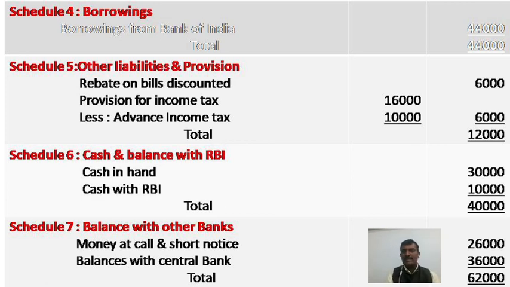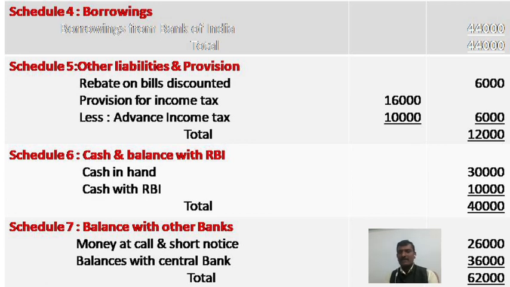Provision for income tax is given as rupees 16,000, while advance income tax is rupees 10,000. If advance income tax is more than provision for income tax, then these two items are to be taken to the asset side, that is other assets. But here provision for income tax is more than advance income tax, so it is adjusted in other liabilities and provisions. So the difference, rupees 6,000, is taken to the outer column.